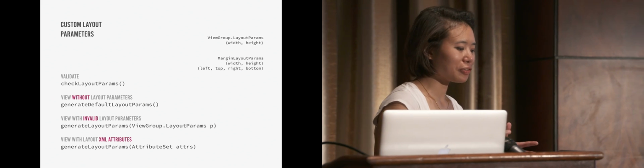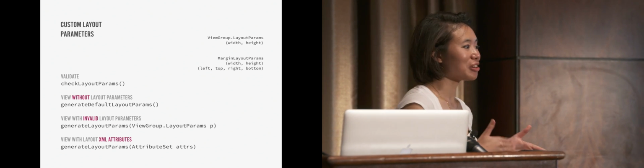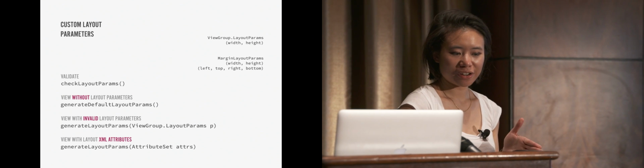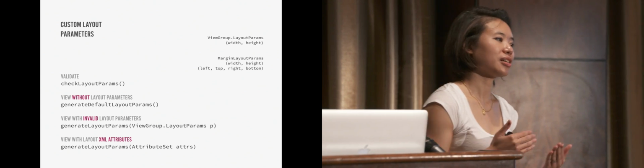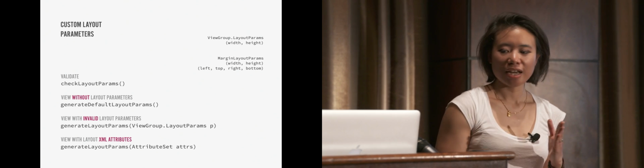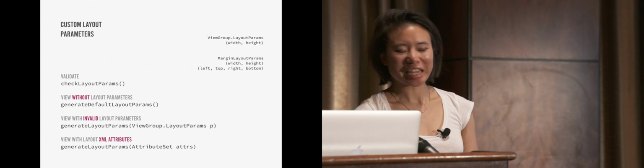The onMeasure of view groups is a little bit different, a little more complicated, again because they have to worry about children along with themselves. There are a couple of things that you should probably look into when you're doing onMeasure for your view groups. This is not required, but it is really good to do. So, layout parameters.